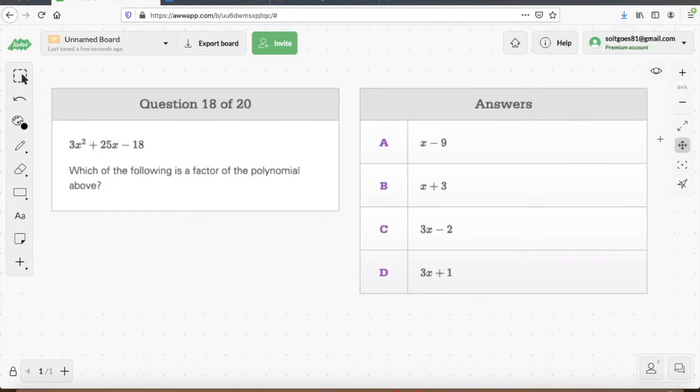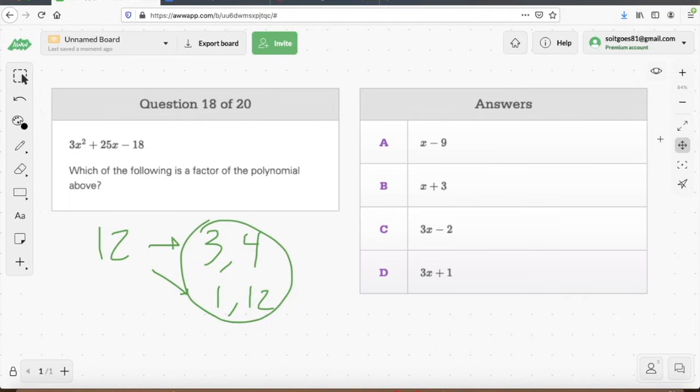Let's get real concrete with an actual value: 12. What are the factors of 12? Well, you can multiply 3 times 4 to get 12, so one of the factors of 12 is 3, and another factor is 4. You could also multiply 1 and 12 to get 12, because 1 times 12 is 12. So another set of factors of 12 is 1 and 12. So 3, 4, 1, and 12 are factors of 12, numbers or terms that you multiply together to get 12. Does that make some sense?